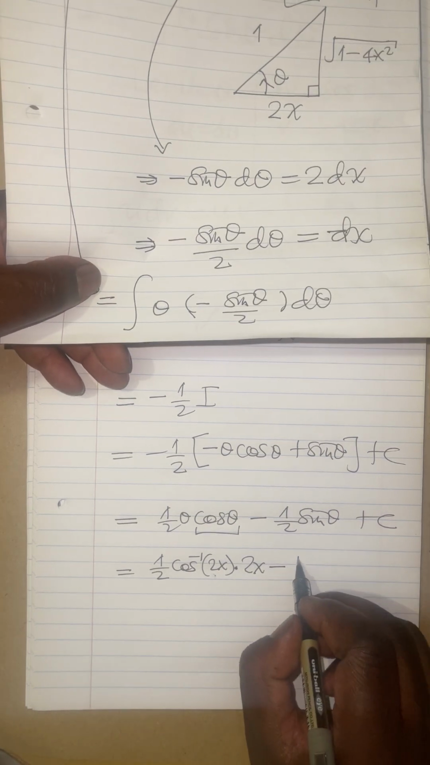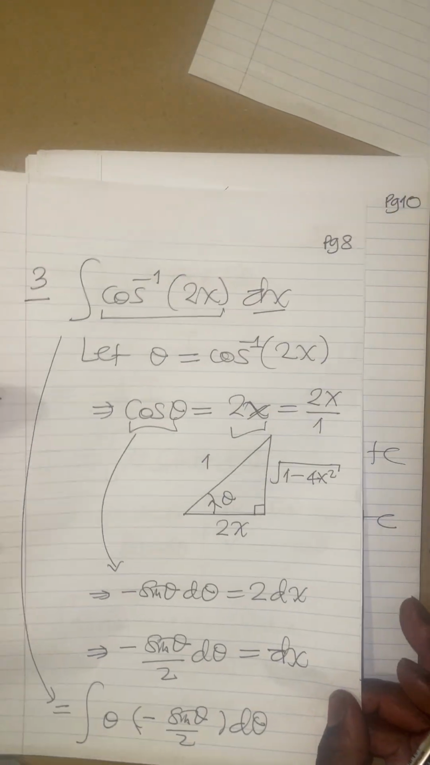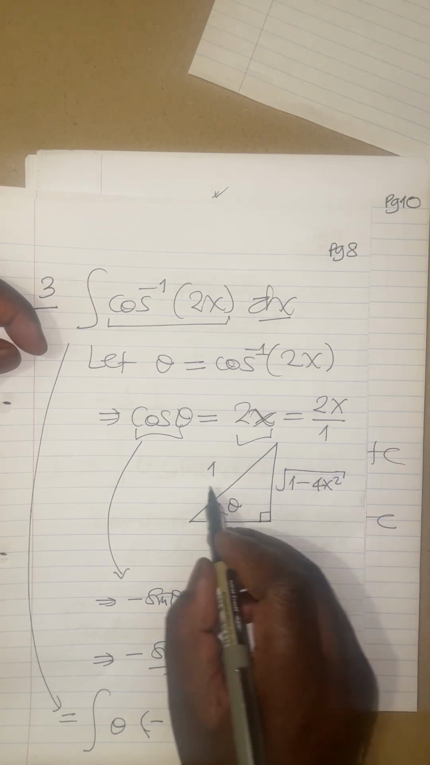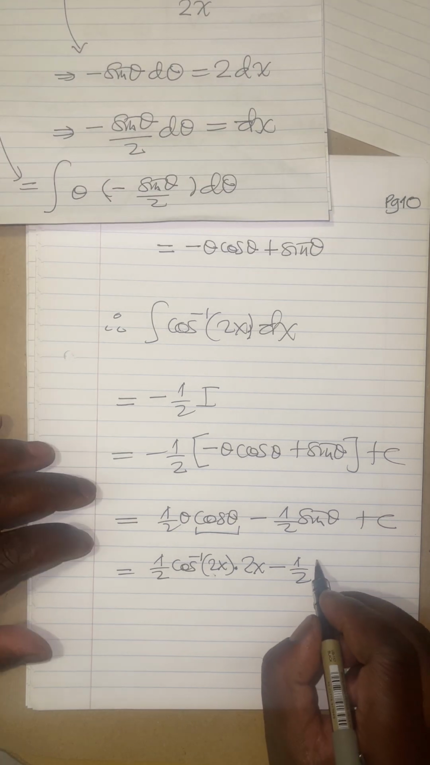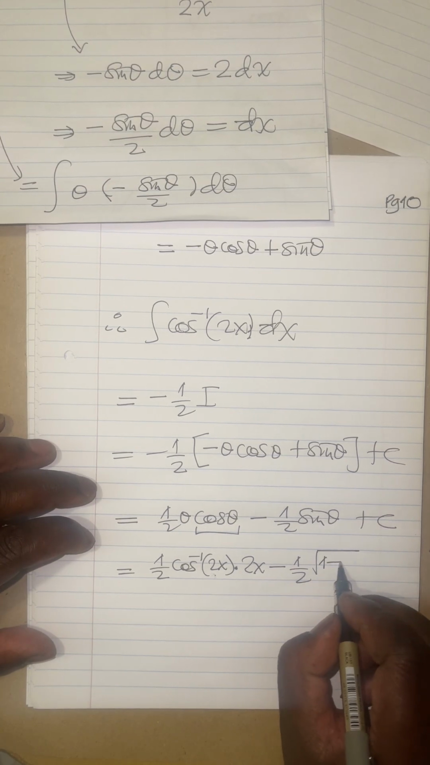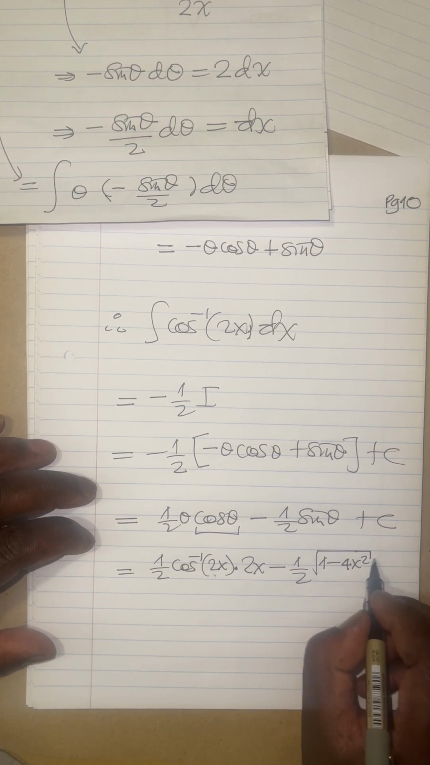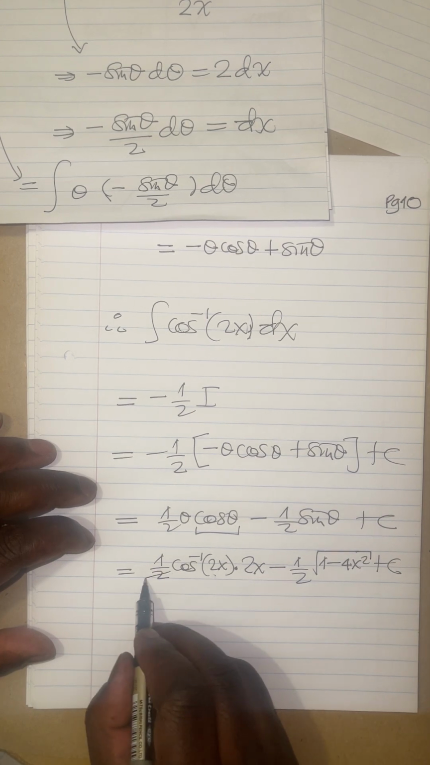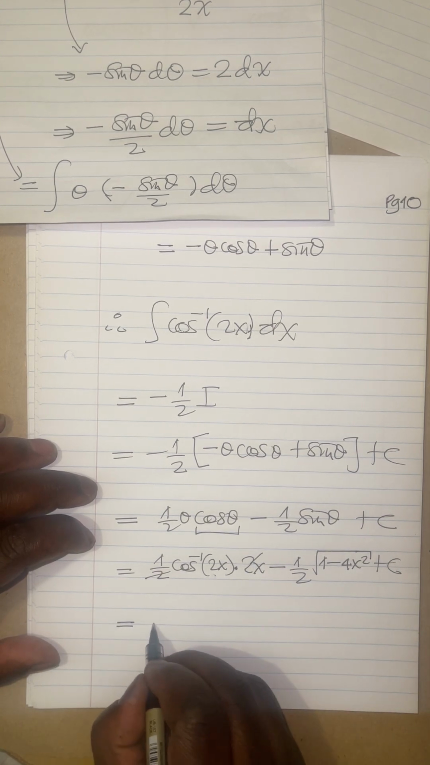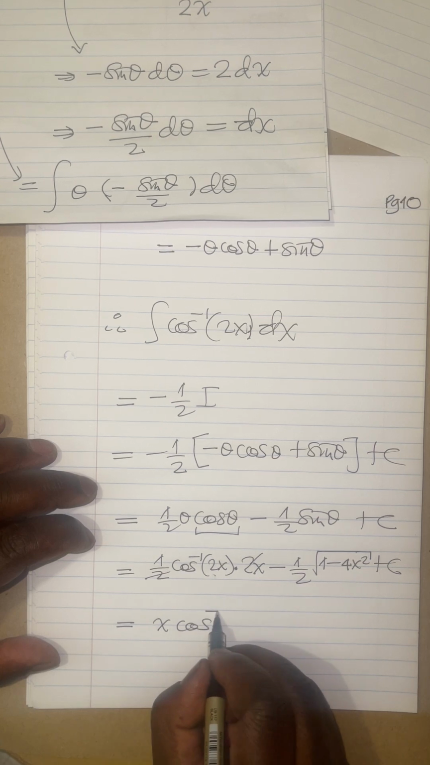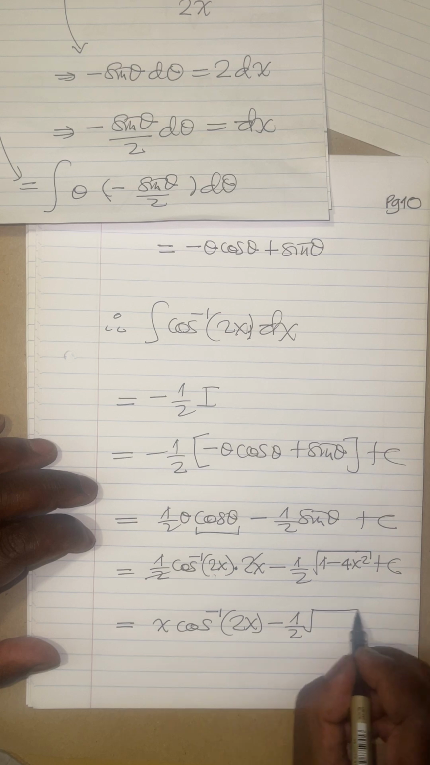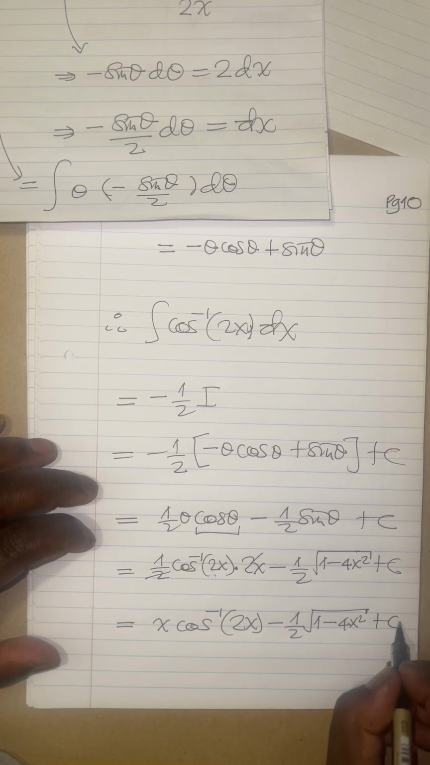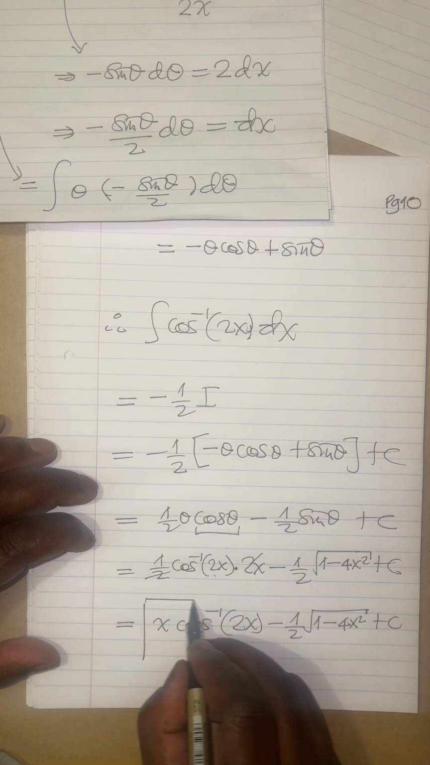And then I have minus 1 over 2. What is sine theta? Coming back here, sine theta is the opposite over hypotenuse. So it will be this over 1. It's just this one here. So it's minus half square root of 1 minus 4x squared. And then remember plus c. Let's simplify this. This cancels that. So my final solution then is x inverse cosine of 2x minus 1 over 2 square root of 1 minus 4x squared plus c. That will be my final solution.